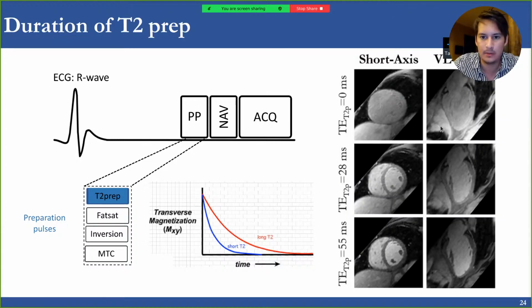I think this was a video, but basically the images increase a lot in quality. Here you can see the T2 preparation of 0 milliseconds. That means no T2 preparation, and the heart is basically a blob. But when you apply the T2 preparation, you can see an increased contrast.